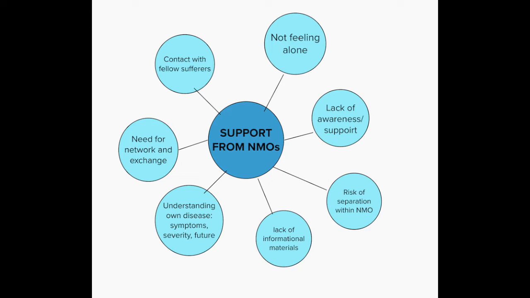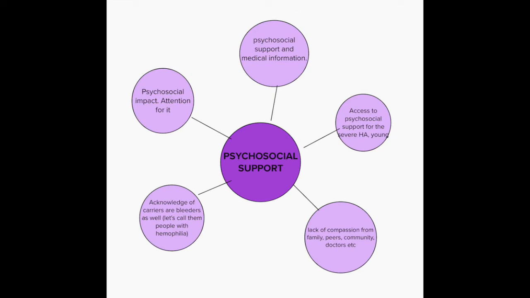Then speaking of psychosocial support, that was a whole other area of needs that we identified. There were not so many sub needs, but they are all groups. So psychosocial support and medical information, access to psychosocial support for everybody, or for severe hemophilia A, also young people. Not only a few handful of people, but for everybody who needs that.